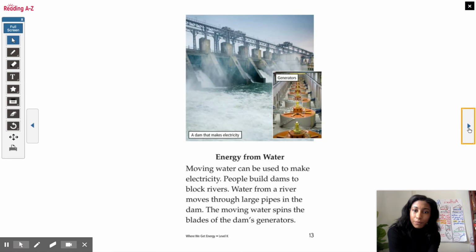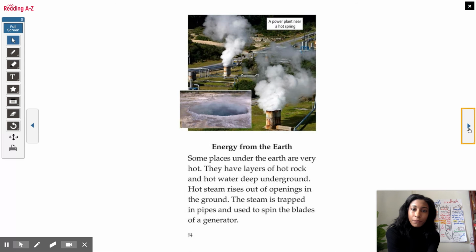Energy from water. Moving water can be used to make electricity. People build dams to block rivers. Water from the river moves through large pipes in the dam. The moving water spins the blades in the dam's generator.